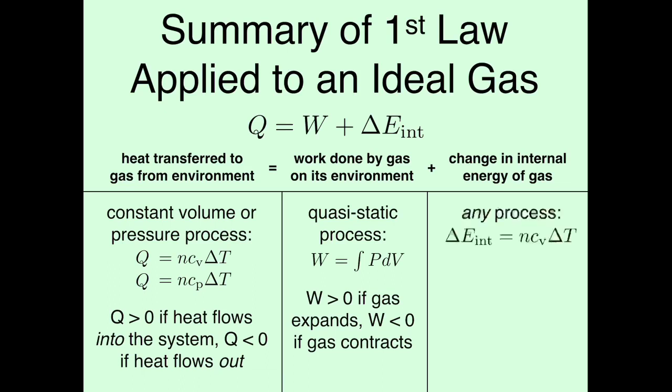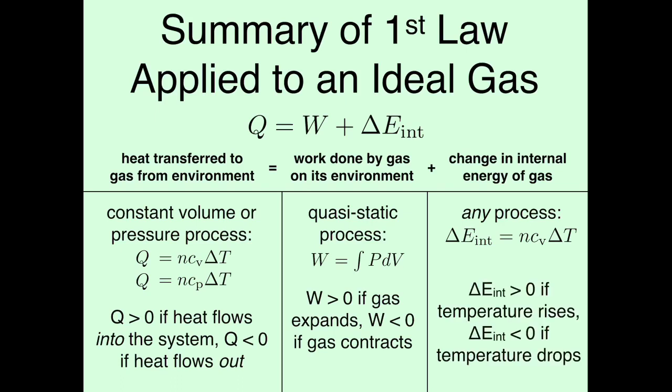Now, for any process whatsoever, we can say that delta E internal, the change in internal energy of the gas, is given by nC_V delta T. So again, if we think about the sign of this, if delta E internal is positive, that's telling us temperature is rising. If delta E internal is negative, that's telling us the temperature is dropping. So that's a summary of everything that we've derived so far. It's good to just see it all in one place before we move on.